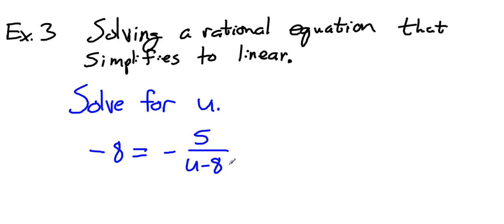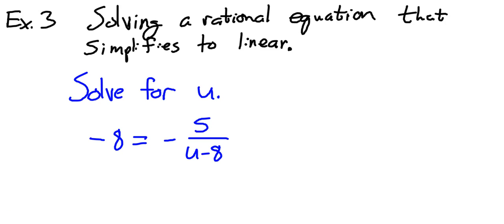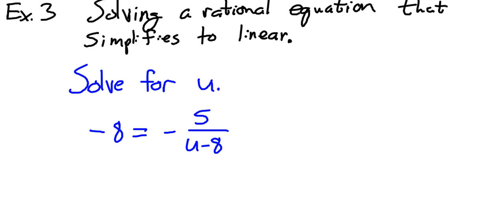So you got negative 8 is equal to negative 5 over u minus 8. And sometimes they'll explain it a different way, but for this one, let's stick to the same way. Go ahead. What is the least common denominator? What is the only denominator? u minus 8, right? So in that case, your least common denominator is the only one you have, so it's got to be u minus 8. So you're going to do u minus 8 times all the parts of the equation.